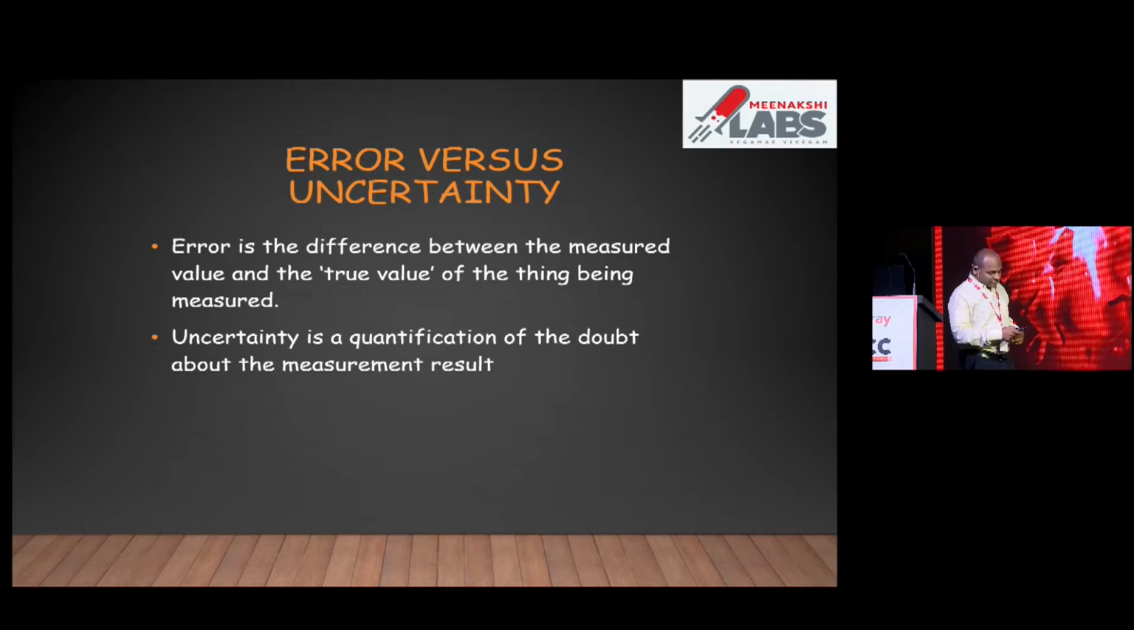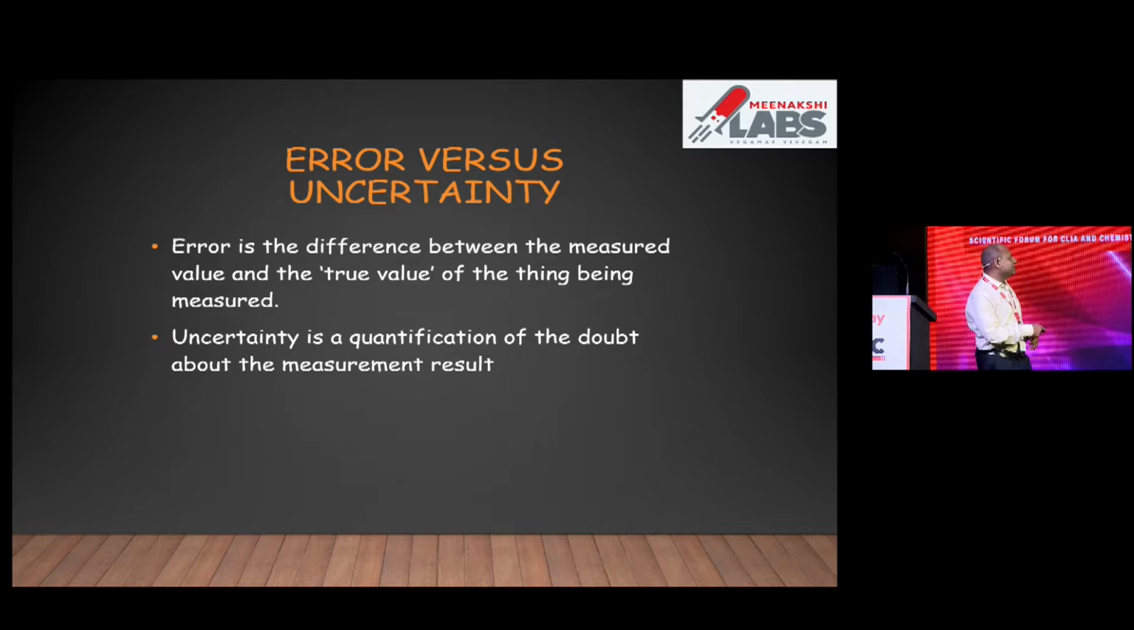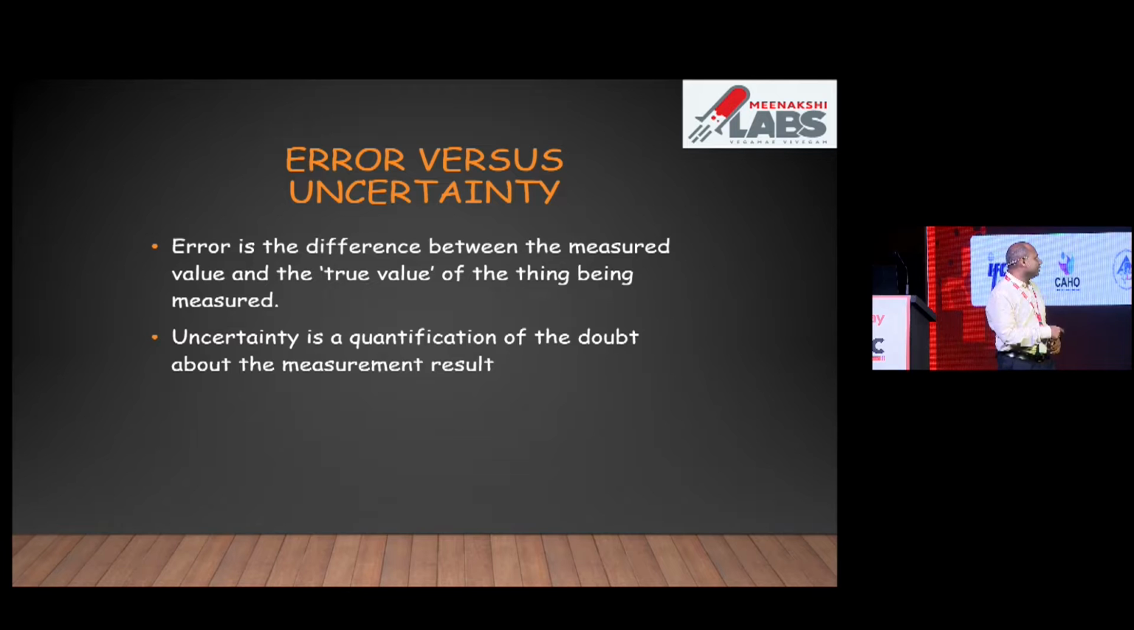Now here I have made a distinction between what is error versus what is uncertainty. What is the difference between an error and uncertainty? Error is the difference between the measured value and the true value of the thing being measured, whereas uncertainty is a quantification of the doubt. Whenever there is a doubt in measurement, uncertainty stands for that doubt, which is used in the measurement of anything or any result.